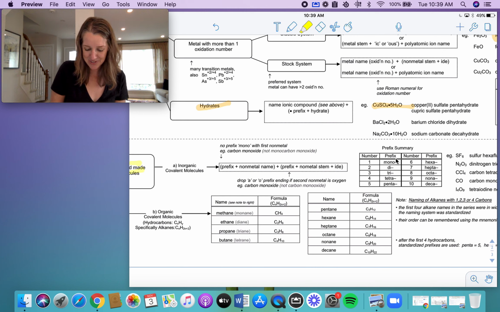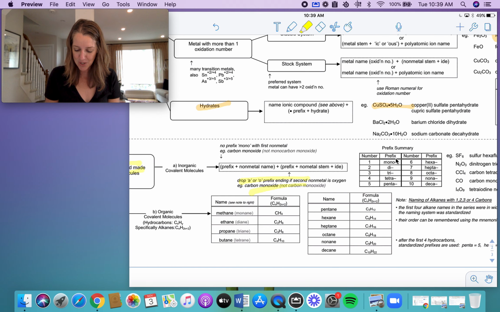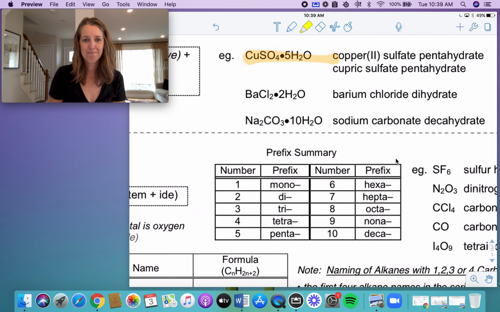So there's your rules for how to drop the vowels if you need to. Do you remember the prefixes? Okay, mono, di, tri, tetra, penta. Take a minute and memorize those. I'll tell you that if any of them that people mix up on or make a mistake on, it's number 6 and number 7.